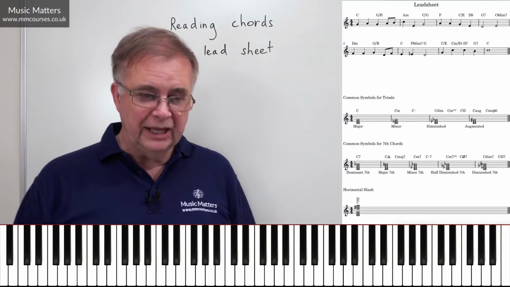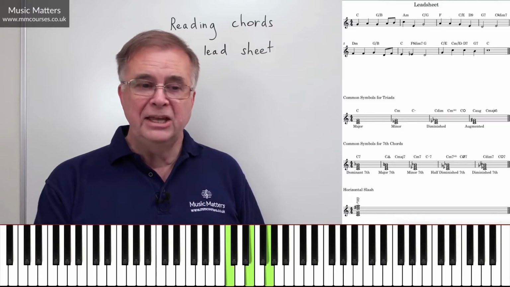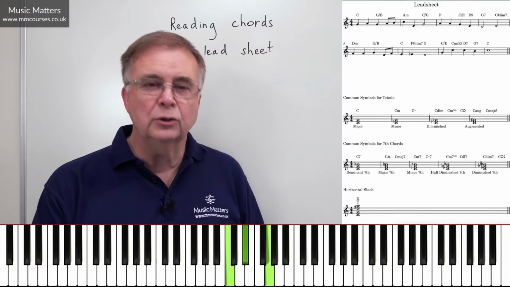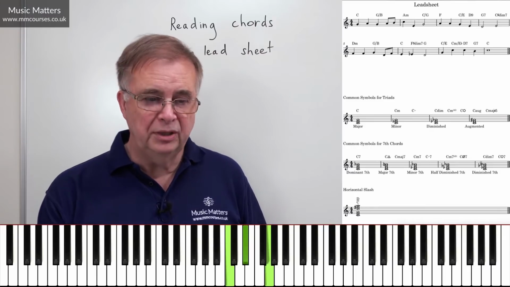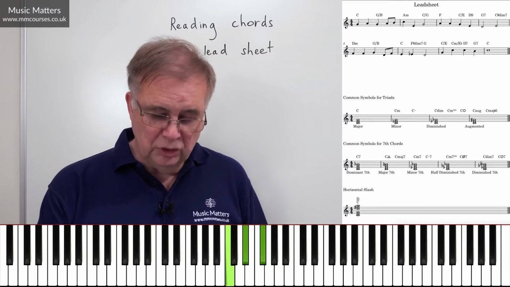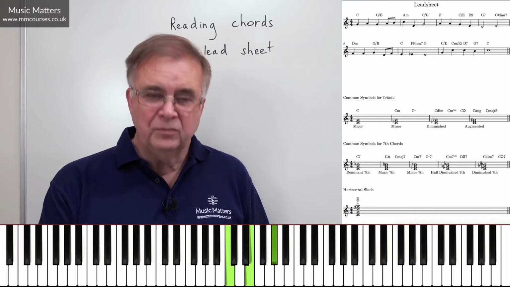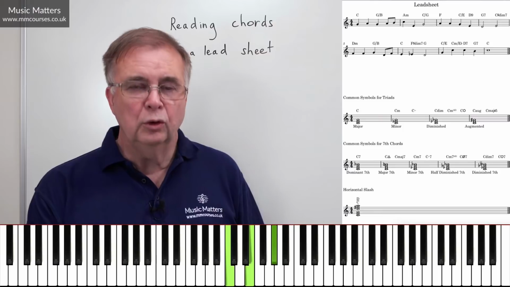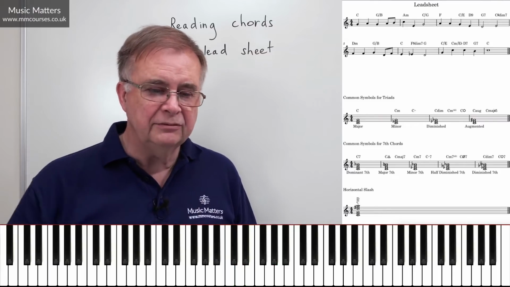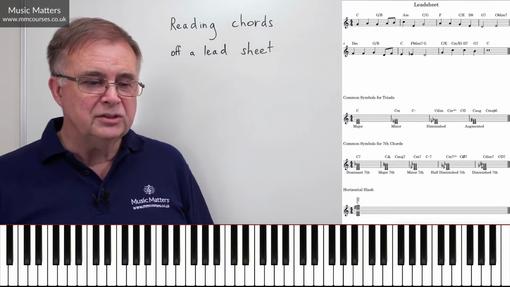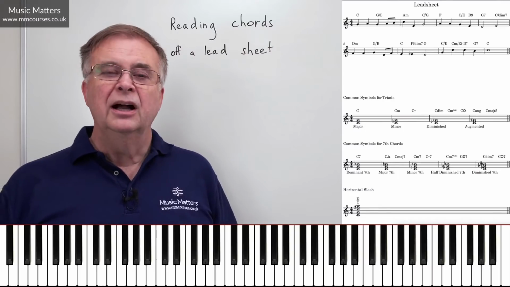But as long as you're happy with that, you can see the major chord, major third, perfect 5th. Minor chord, minor third, perfect 5th. Diminished chord, minor third, diminished 5th. Augmented chord, major third, augmented 5th. And above the stave there, you can see the various ways in which they might be written on a lead sheet.